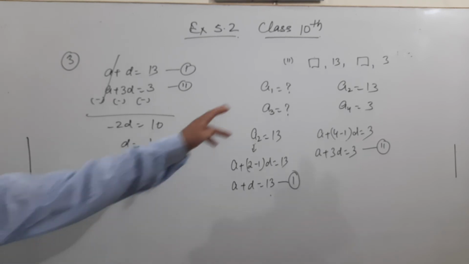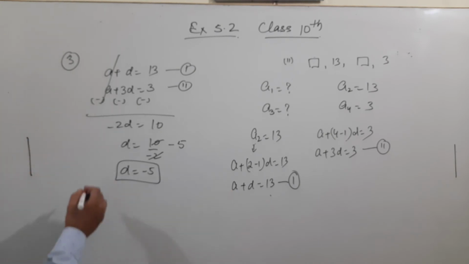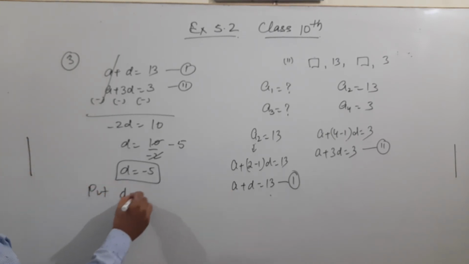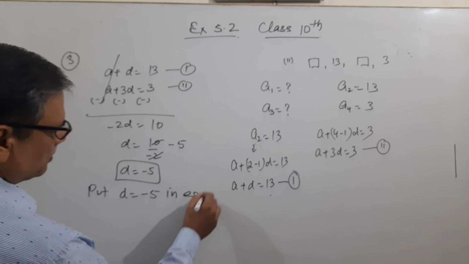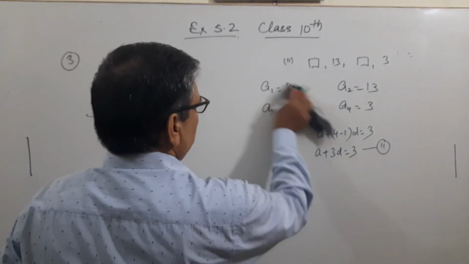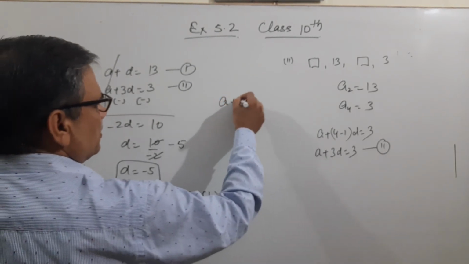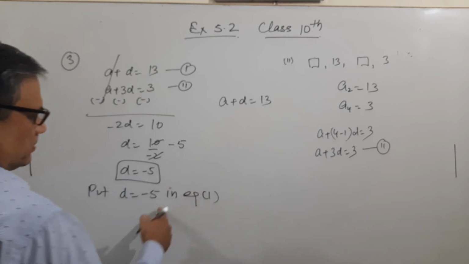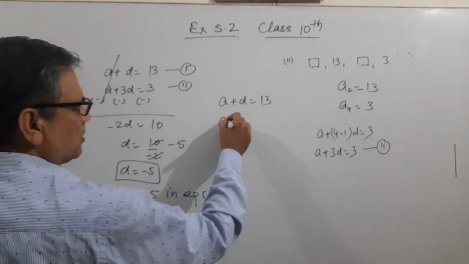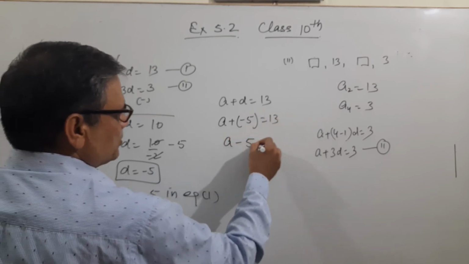But we don't know the value of A. It means put the value of D in equation first. Now put D is equal to minus 5 in equation first. What is equation first? A plus D is equal to 13, and here D is equal to minus 5, so A minus 5 is equal to 13.